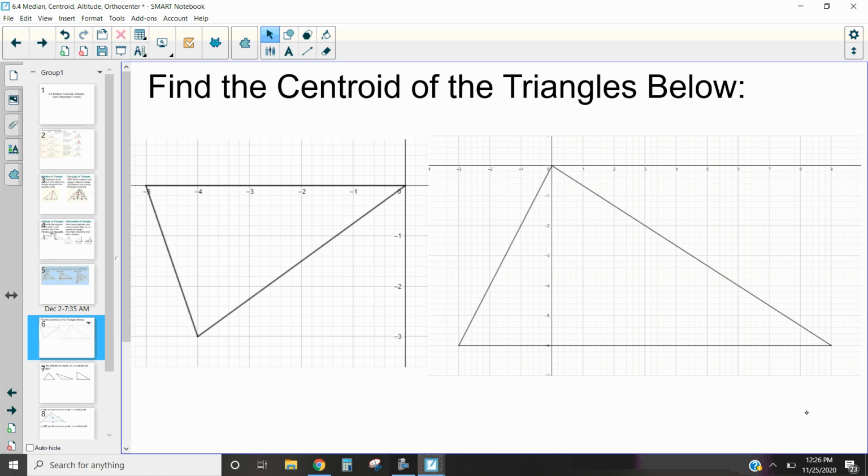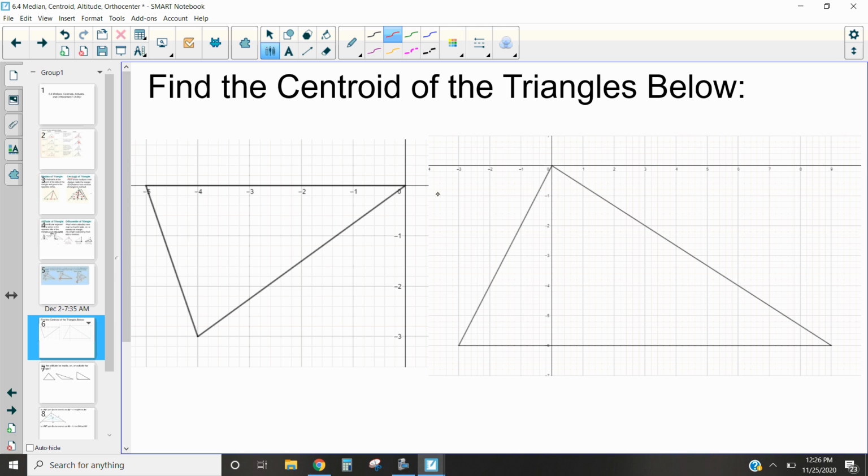Okay, so let's find the centroid of the triangles below. Let's start with this first one here. So I'm going to just mark down where my medians are, just so that I have a good view of where I need to start from and the line that I need to draw. And then once we have that, we can use that to identify where that point is. So let's start with this first triangle on the left here.